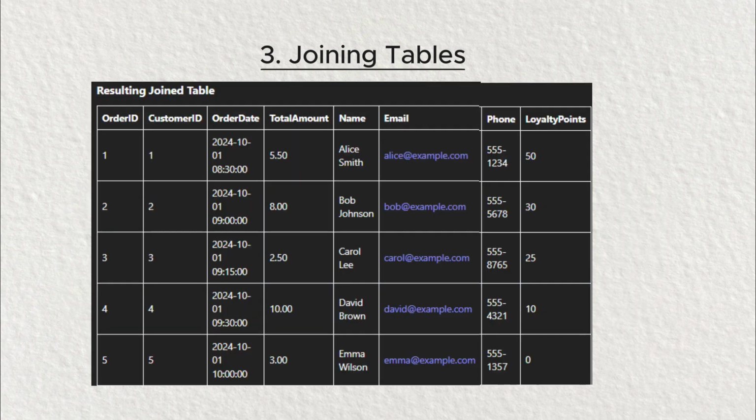Let's take a look at the joined table. The first 4 columns are coming from the orders table, and the next 4 columns are coming from the customers table. Customer ID doesn't appear twice because the 2 tables are joined on the customer ID column.